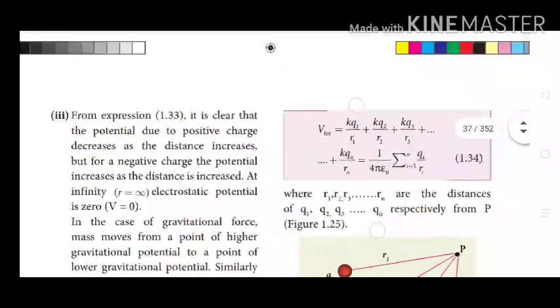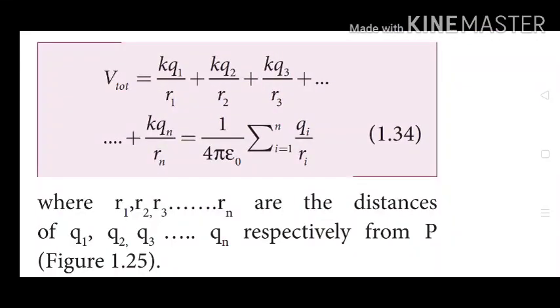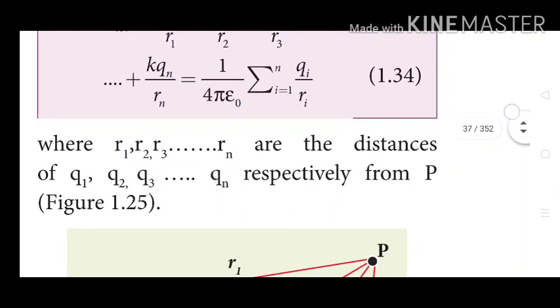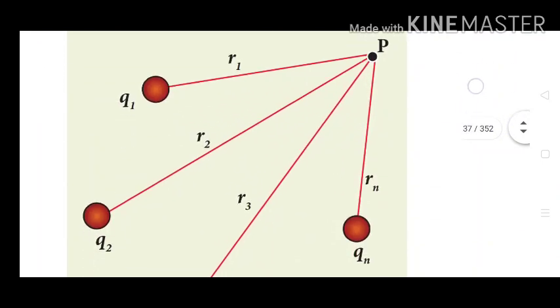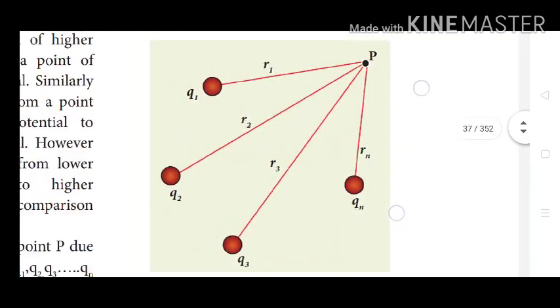Now, the total electric potential due to the collection of charges is K Q1 by R1 plus K Q2 by R2 plus K Q3 by R3 plus dot dot plus K Qn by Rn, equal to 1 by 4 pi epsilon naught, summation of i equals 1 to n, Qi by Ri. Here K is 1 by 4 pi epsilon naught, where R1, R2, R3, dot Rn are the distances. You know very well. See the diagram, children. That is the electric potential due to a collection of charges.